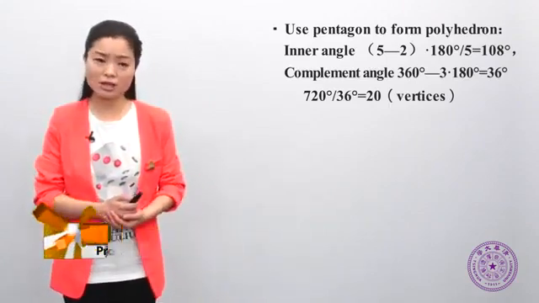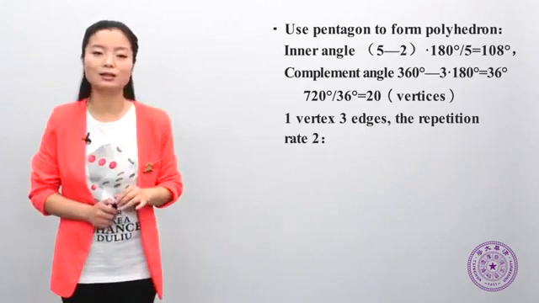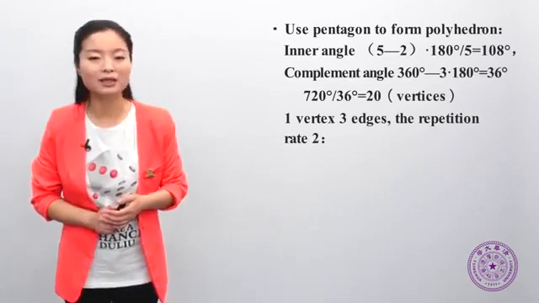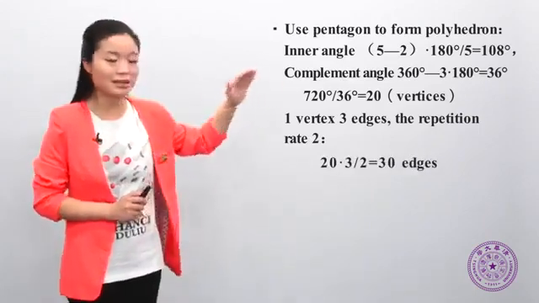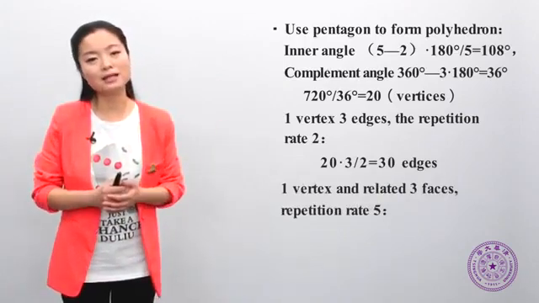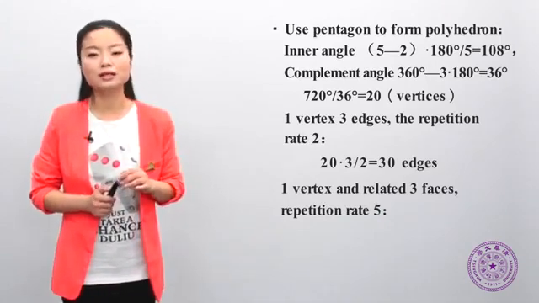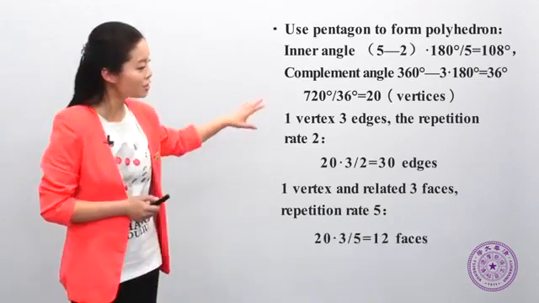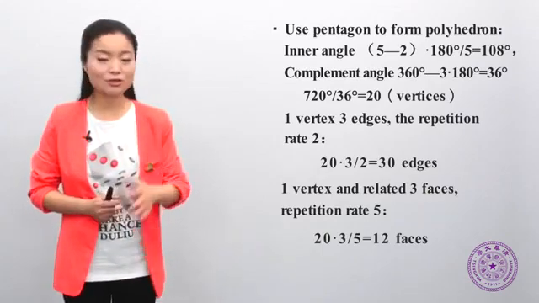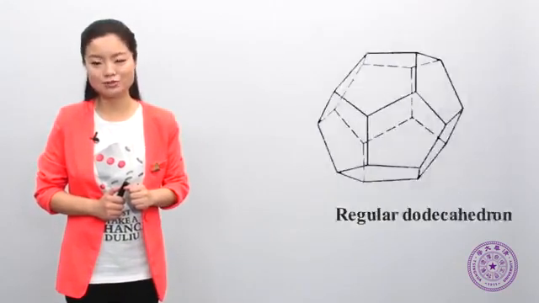And we also know that each vertex needs to connect with 3 inner angles. One vertex contains 3 connected edges, where the repeatability is 2. Therefore, how many edges are there? Actually, it is 20 times 3, then divided by 2. In total, there are 30 edges. Then each vertex is connected to how many faces? It contains 3 related face angles, where the repeatability is exactly 5. Therefore, what we have calculated is 20 multiplied by 3, divided by 5, which is 12 faces. Up to this point, if we use a pentagon to build a convex regular polyhedron, it should be a regular dodecahedron.